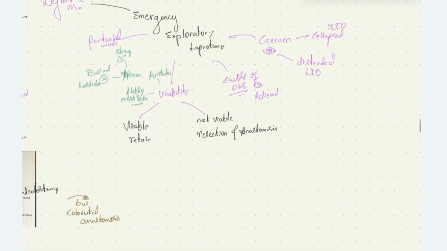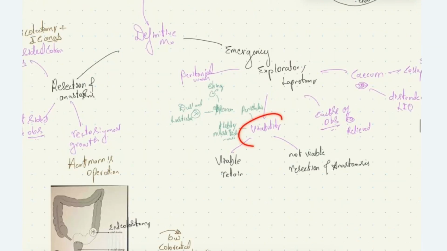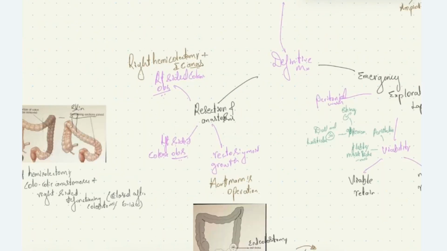And following this resection and anastomosis, we'll give a peritoneal wash and then we'll drain the fluid. Following that, we'll close the abdomen layer by layer. This is the definitive management, that is emergency exploratory laparotomy. Coming to some resection and anastomosis that we do in case of intestinal obstruction.